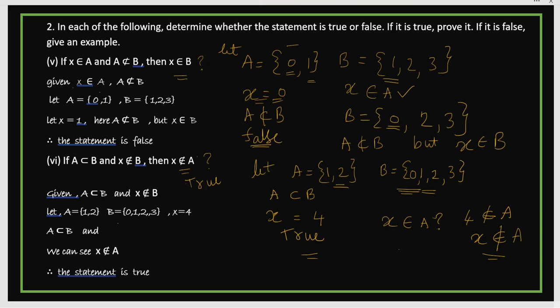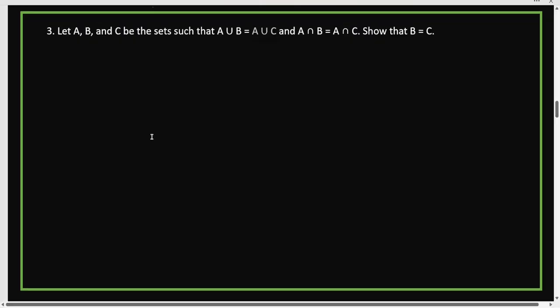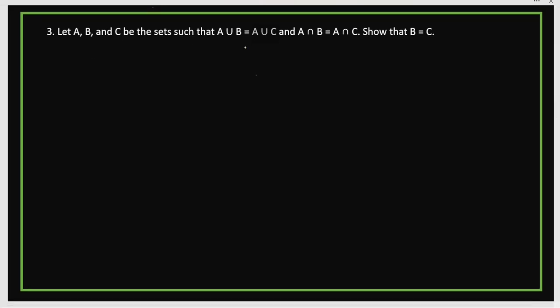We'll move to the next question. In this question, there are three sets A, B, C, and A union B is equal to A union C, and also A intersection B is equal to A intersection C. We have to prove B is equal to C. There are multiple ways of showing this. I will start with the algebraic notation.